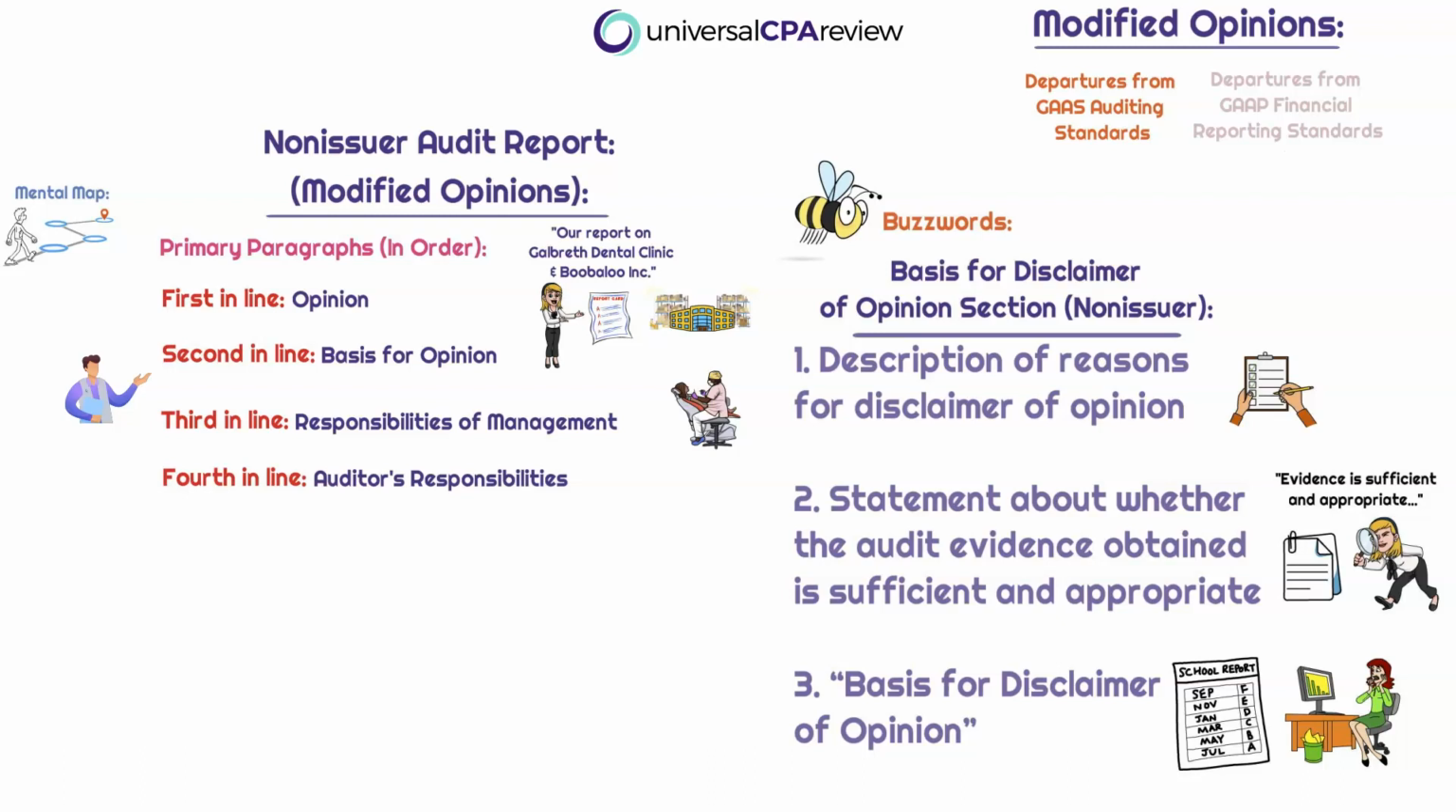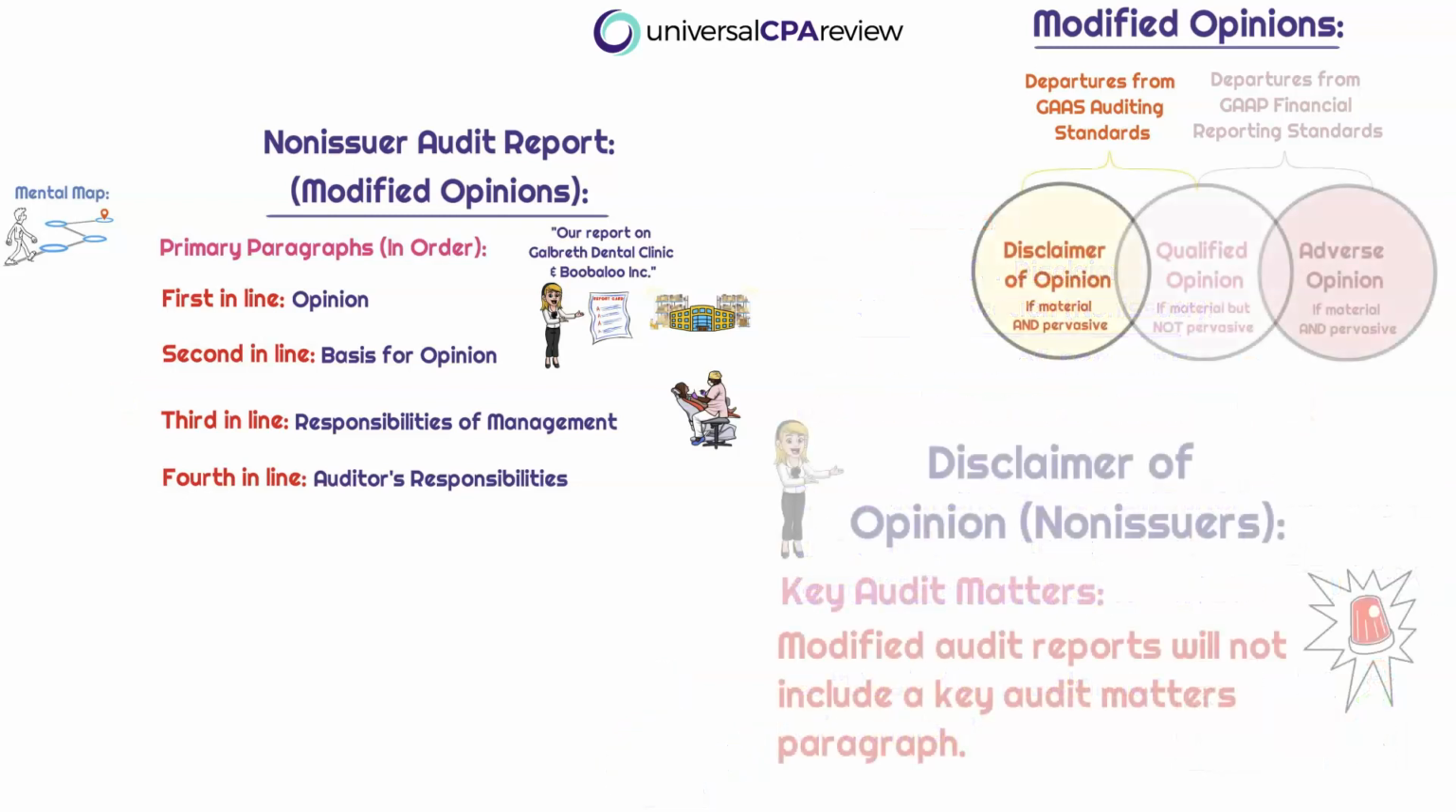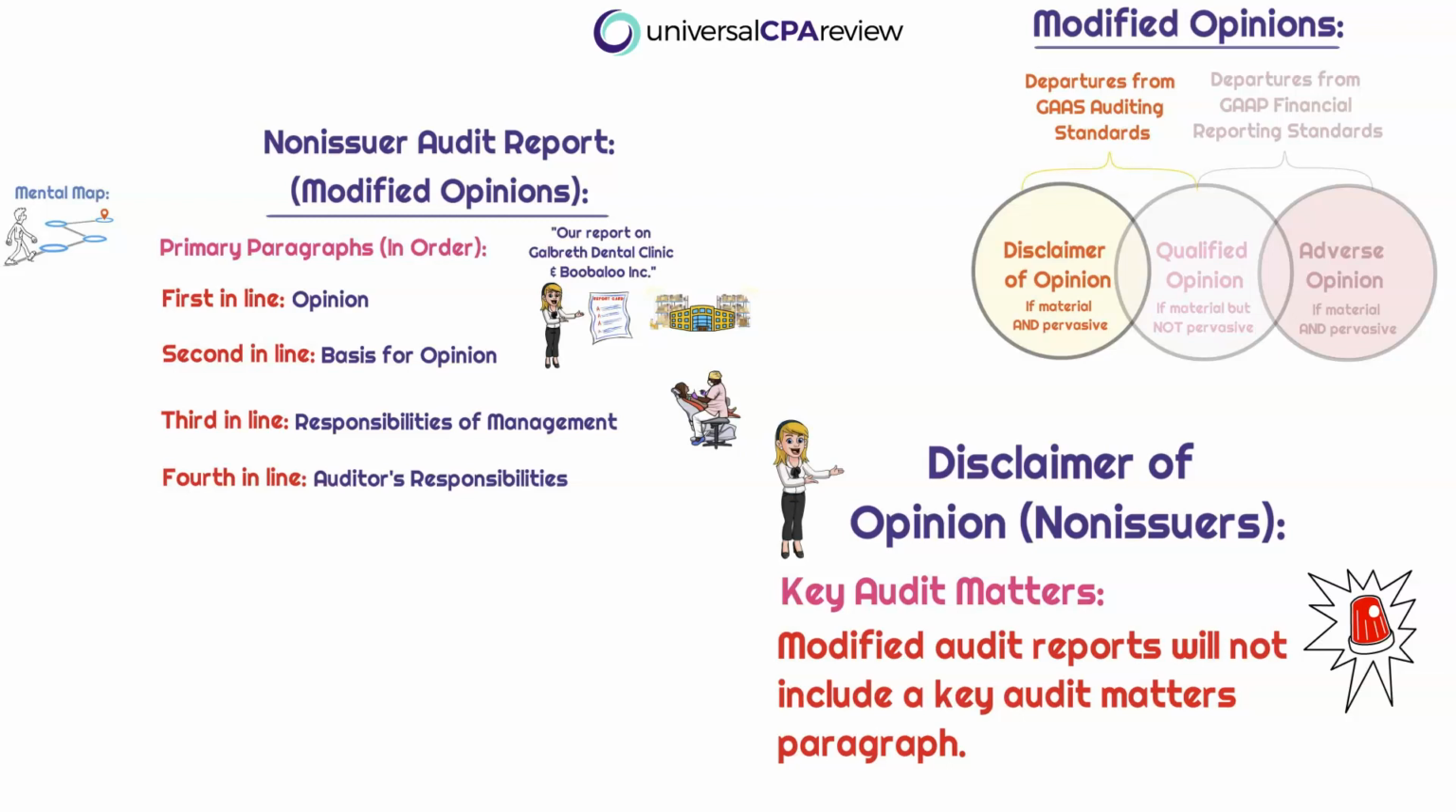So what are our buzzwords for the basis for opinion paragraph for a disclaimer of opinion? We're looking for the description of reasons for the disclaimer of opinion. We also need to include a statement about whether the audit evidence obtained is sufficient and appropriate. And we have to note that we're going to title this the basis for disclaimer of opinion. Again, any modified report for non-issuers is not going to include a key audit matters paragraph. So no key audit matters section like we would have if this was an unmodified opinion for non-issuers, and the auditor agreed to report on these key audit matters.